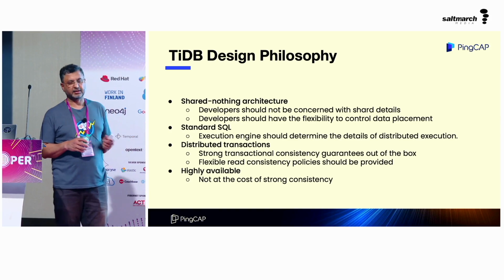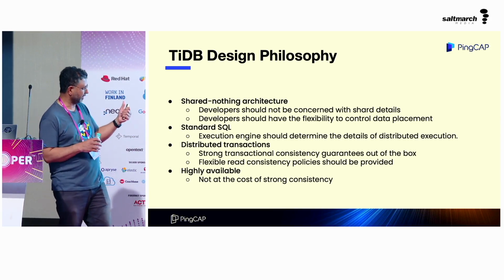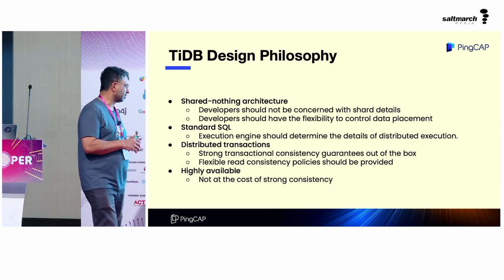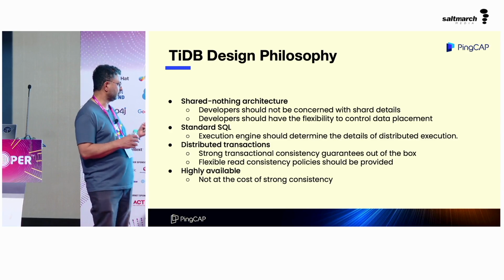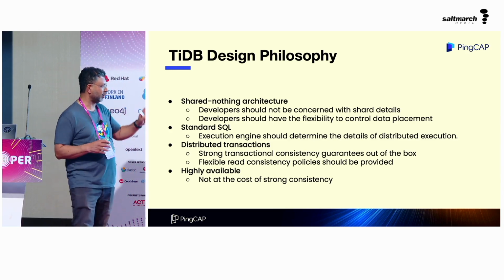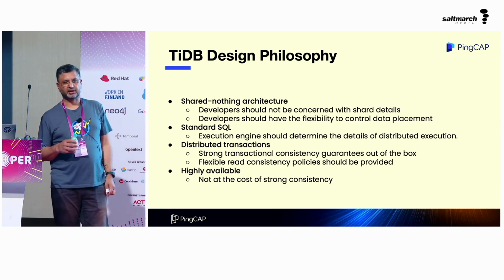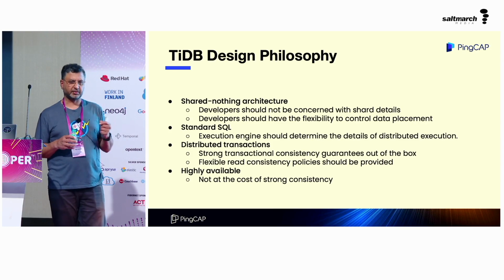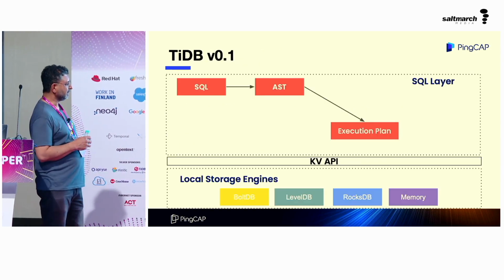Because we can scale easily, we would like to guarantee strong consistency. So that's a very key point for us. We would also like flexible read consistency policies. So it's related to the first point. It should be highly available, but not at the cost of strong consistency. So you've noticed we mentioned consistency several times. We think it's very important for any distributed database. No compromises. So this is how it started.